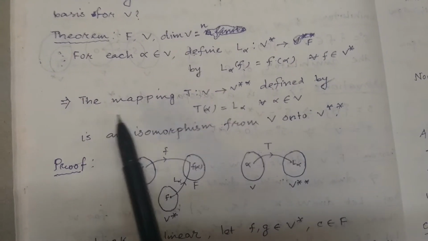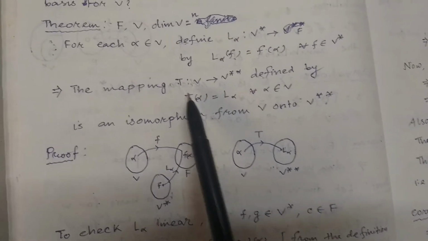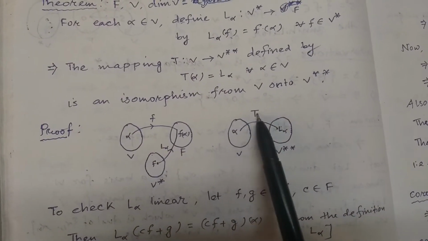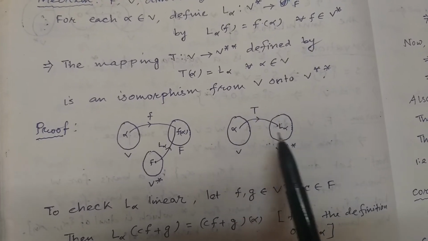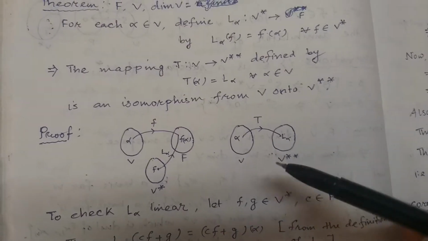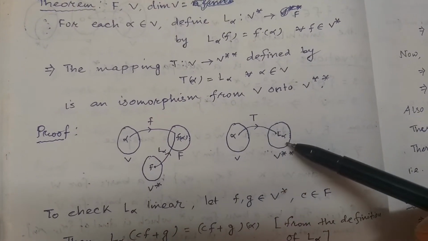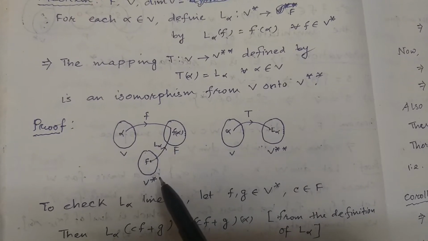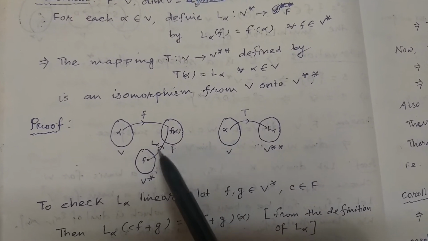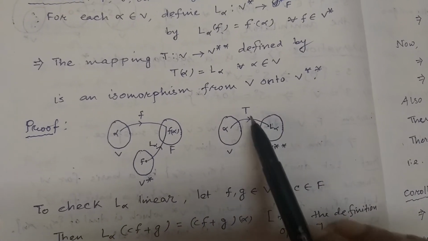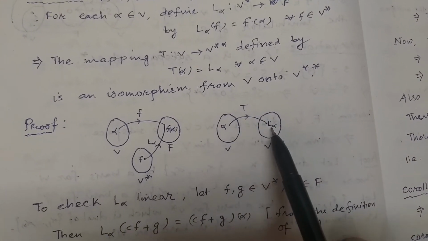Now the conclusion is that the mapping T from V to V double star, we are defining by T of alpha equal to L alpha. Alpha is an element here, and L alpha, where does it lie? It is a functional from V star to F, so it lies in V star whole star. So T is a mapping from alpha to L alpha.